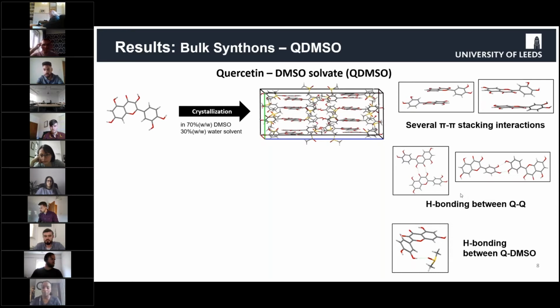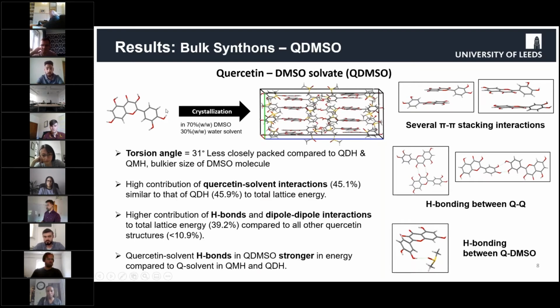There was also hydrogen bonding between quercetin molecules and between quercetin and DMSO molecules. And it was found that the torsion angle was 31 degrees. This means that it is less closely packed compared to the other two hydrates. And this higher torsion angle can be explained by the bulkier size of the DMSO molecule.